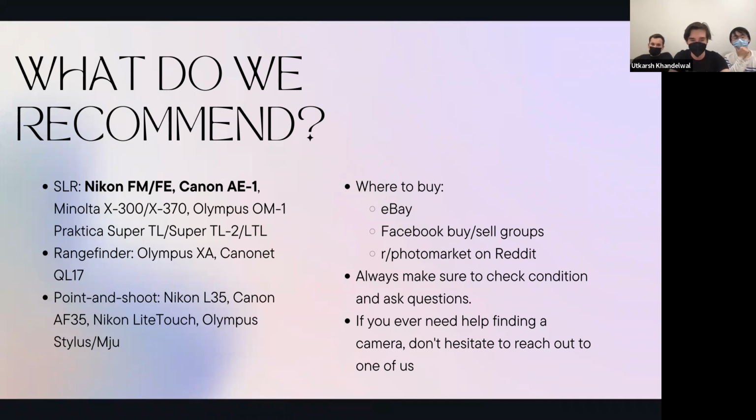For the rangefinder, the Olympus XA is a great one. I've had a couple of those. They're super small, you can fit them in a pocket. It's almost a hybrid between the rangefinder and the point and shoot. And then the Canon X2L17, I know a bunch of friends who have had those. They have a very sharp 40mm lens, which is great.